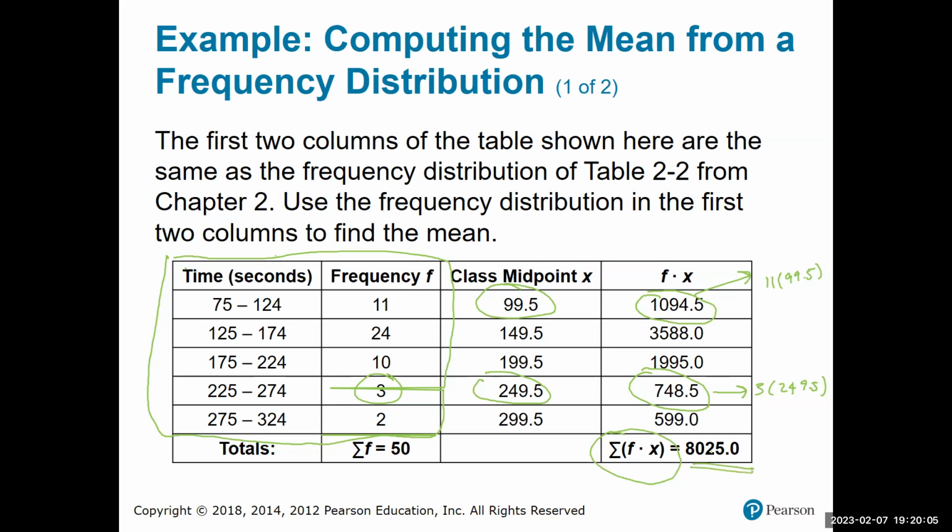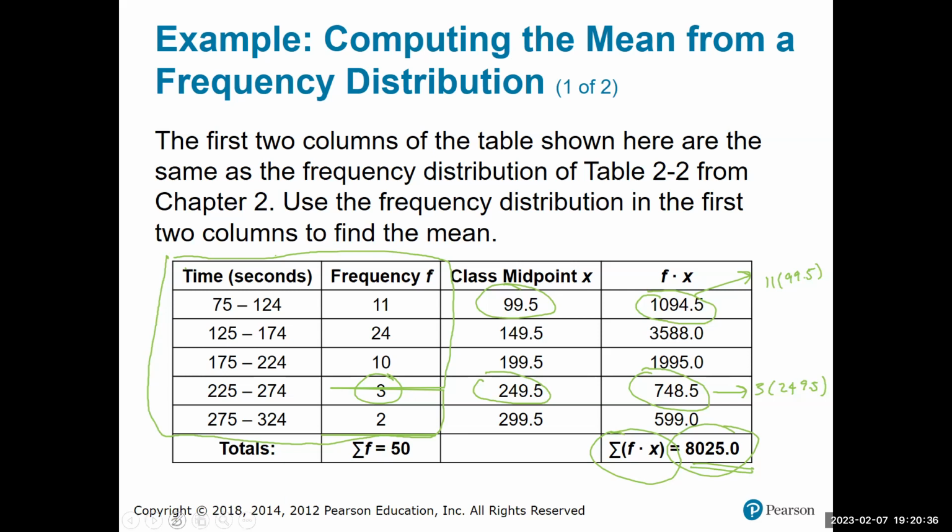That's 8,025. That came from 1,094.5 plus 3,588 plus 1,995 plus 748.5 plus 599. If you add them all together, if you take the sum of F times X, you're going to get 8,025. The other piece of information that you need here is the sum of the frequencies.